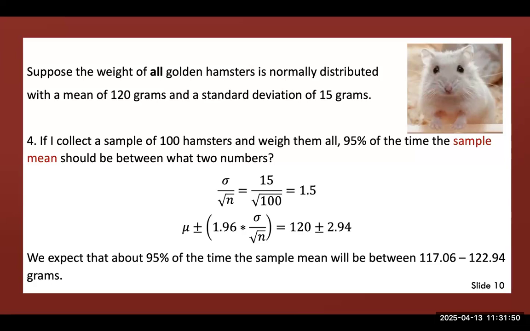Remember in that histogram, and you can go back a little bit in the video, when I eyeballed the 95%, I said the numbers were about 117 and 123. And these two numbers validate that.